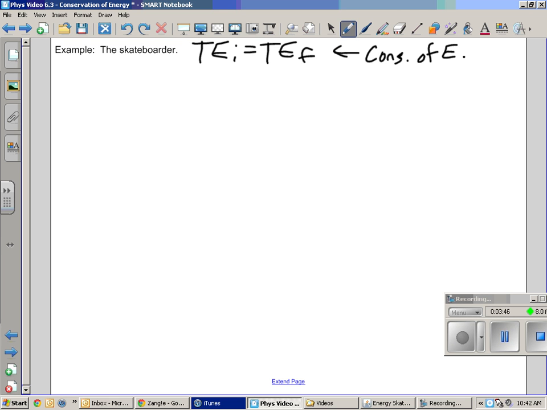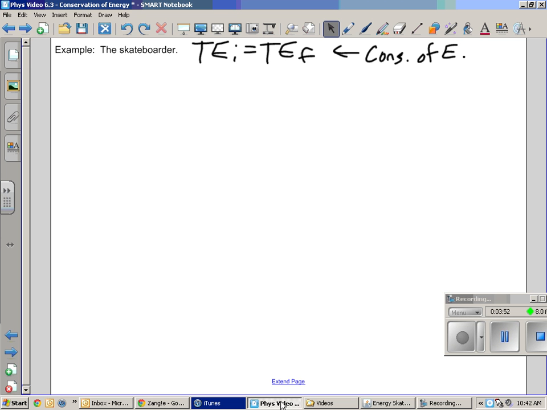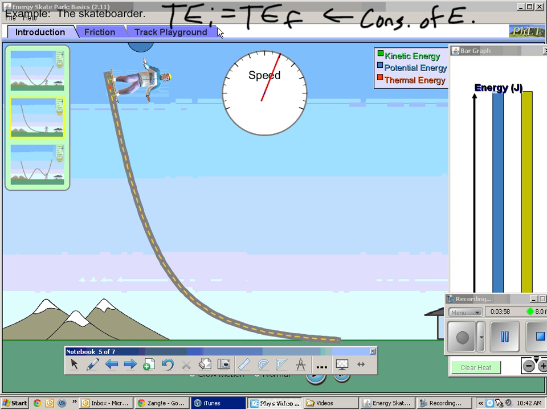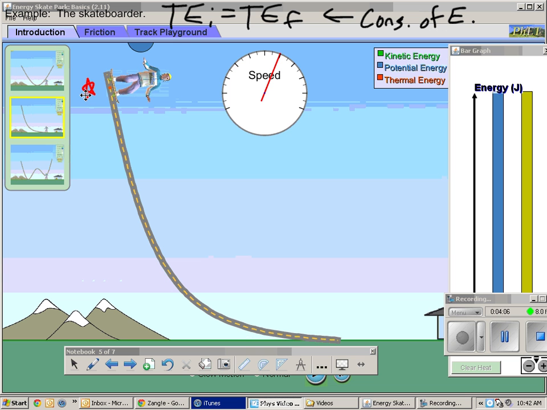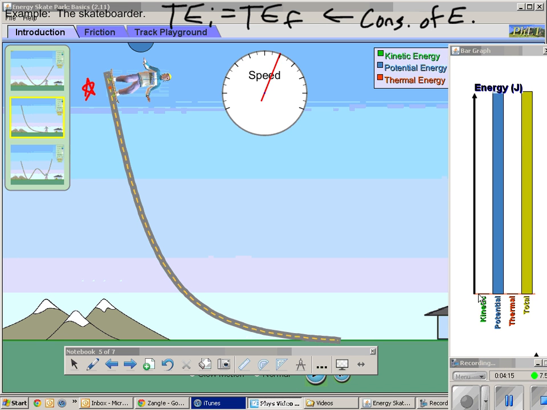Okay? So let me show you a quick example of that. I'm going to try to use this little applet here. Oops, that's not what I wanted to do. I wanted to do this. Cool. So in this example, we've got this skateboarder, right? Okay, and you can see he's hanging out up here at the top of the ramp, right? And because of that, if you look over here, ignore this red line, you can see that the dude has a lot of potential energy, right? Why does he have so much potential energy? Well, because he's way up high, right? Okay.